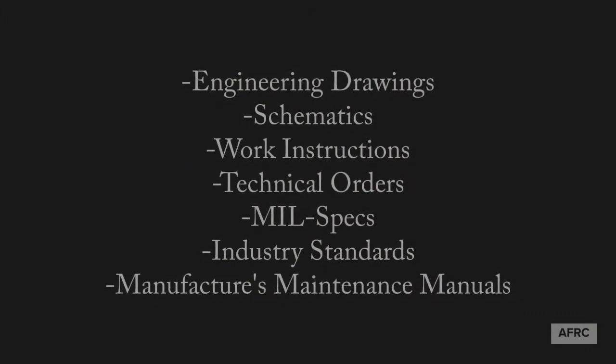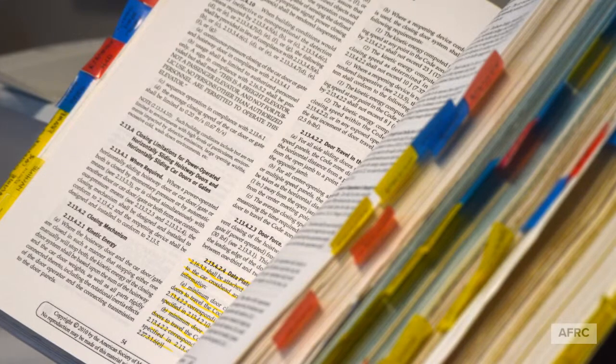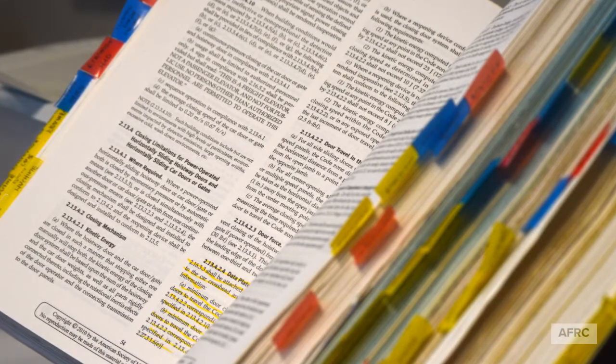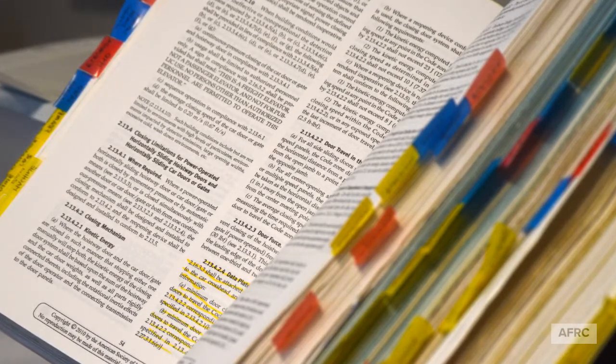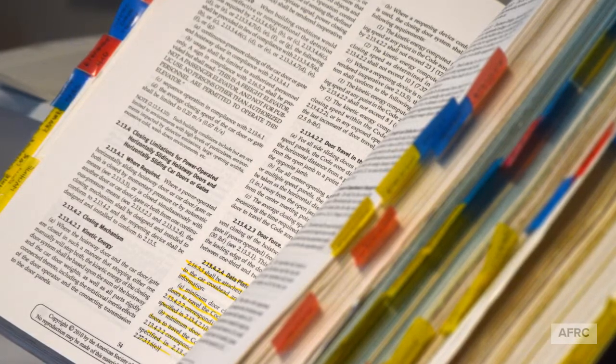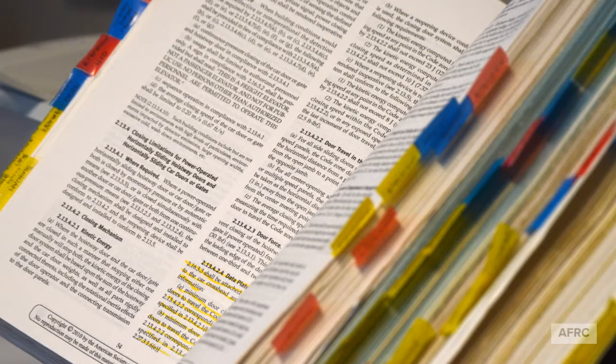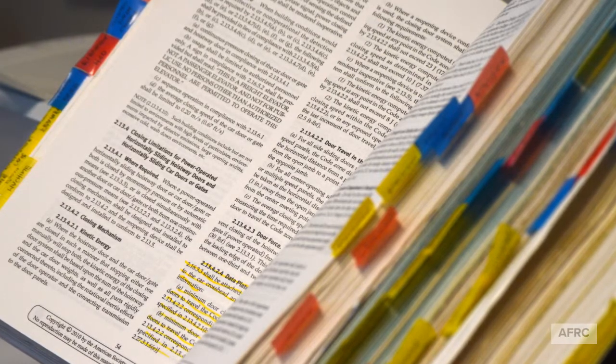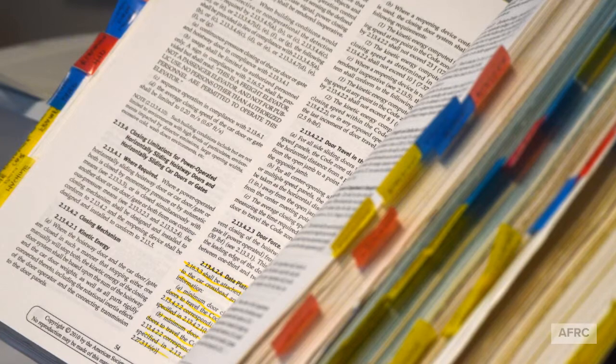Quality specifications come in many forms. They could be in the form of engineering drawings, schematics, work instructions, technical orders, mil specs, industry standards, and manufacturer's maintenance manuals. It's important to realize that sometimes the work instructions we use to produce new components or maintain assets have references to external quality standards. Inspectors should always be vigilant and research these external requirements.